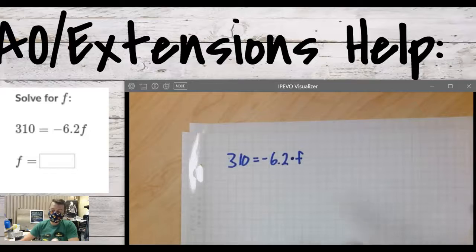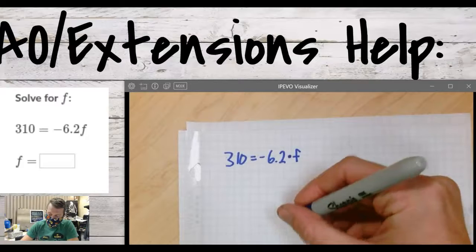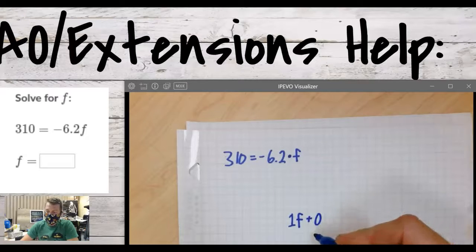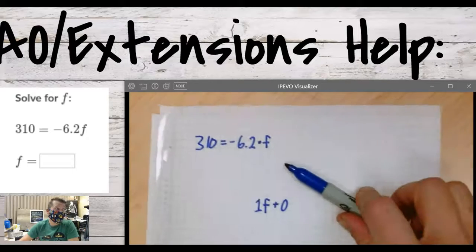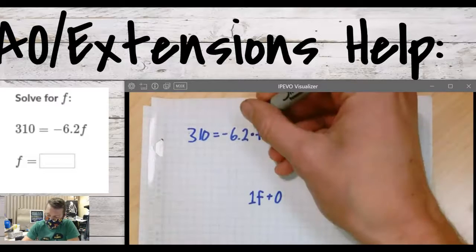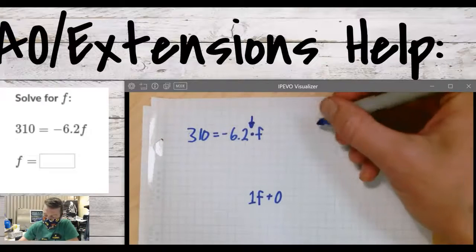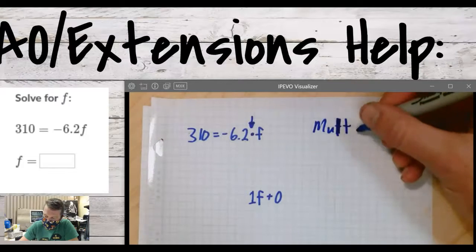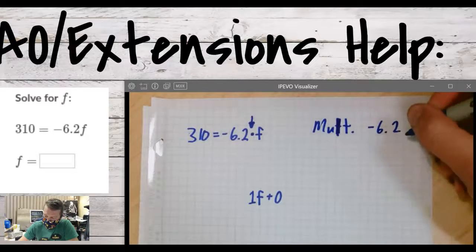So I'll ask, what is happening that the f is not alone, knowing that our goal is to get one f that doesn't have anything added or subtracted to it. So, sorry, what number is with f? And how is it attached? What is keeping these things together? So we always want to think about what operation. I always do that. M-U-L-T. What operation and what number. So we multiply by negative 6.2.